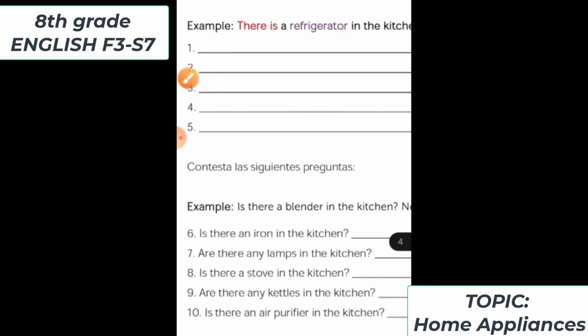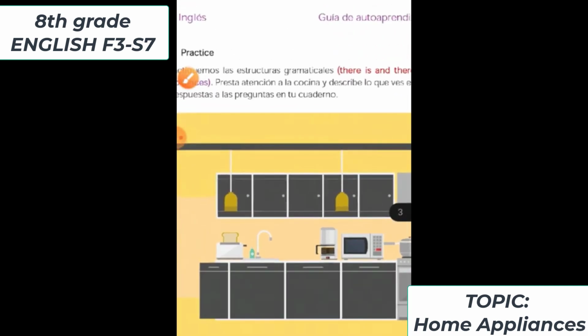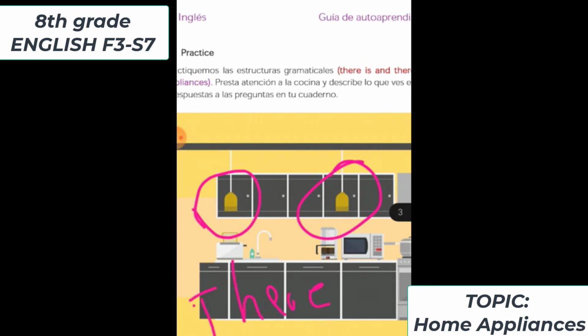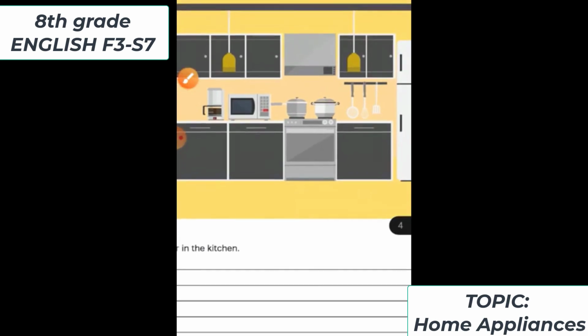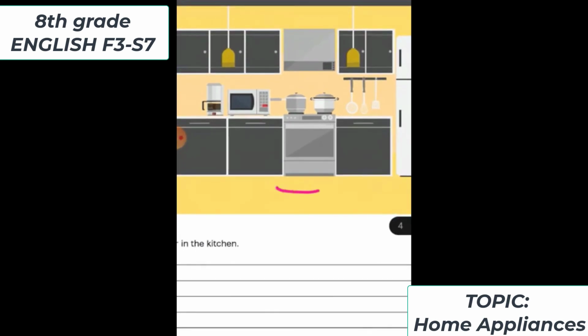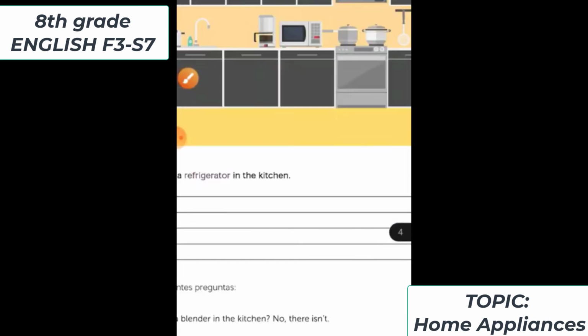Number 7. Are there any lamps? Attention, any lamps in the kitchen? Do you see any lamps? Are there any lamps in the kitchen? Okay, yes. Yes, there are. There are 2 lamps in the kitchen. Yes? Next, number 8. Is there a stove in the kitchen? Yes. There is a stove in the kitchen.